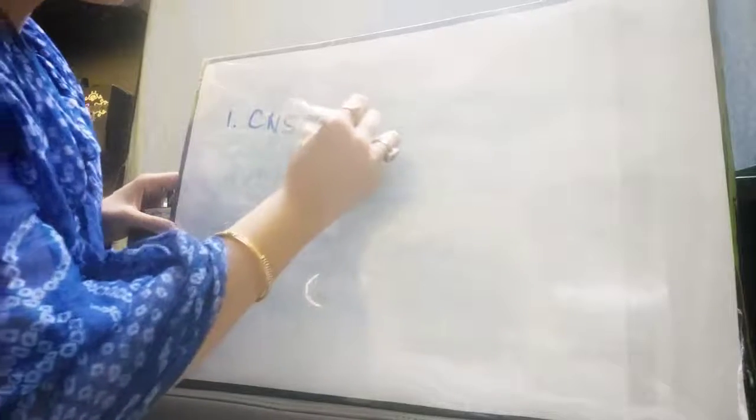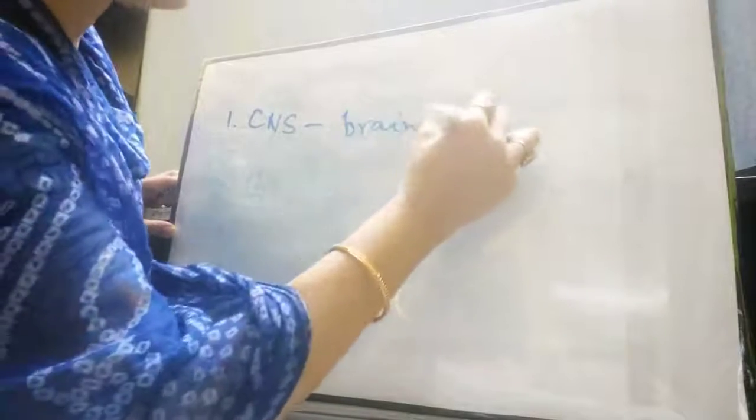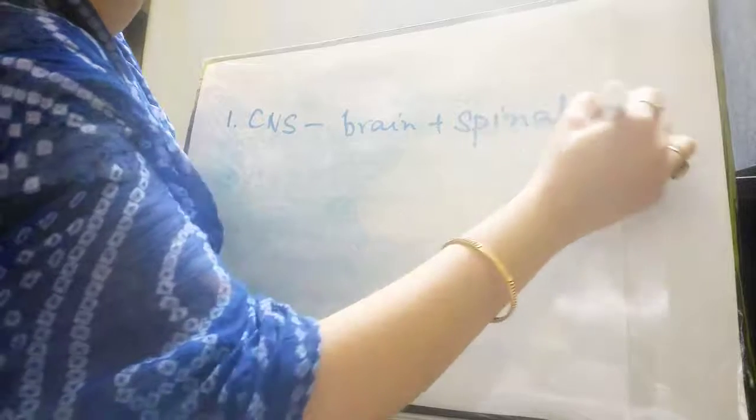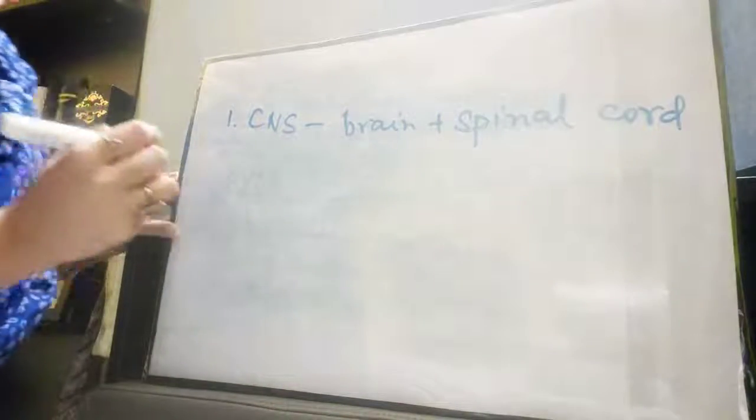Now we have done the classification of the neurons or the nervous system based on their function. Another classification of the nervous system can be done based on their location, where they are located. Based on their location, the nervous system can be classified again into three categories. The first one is the CNS, the central nervous system, consisting of the brain and spinal cord.